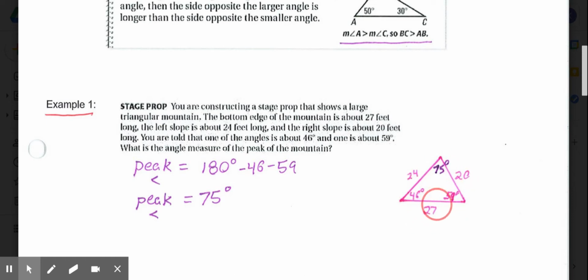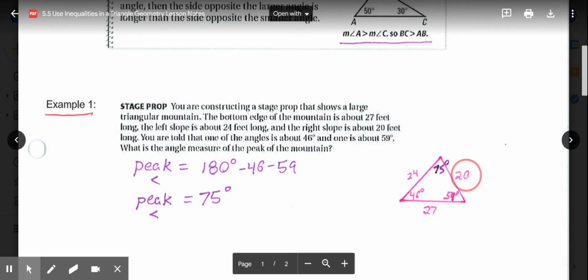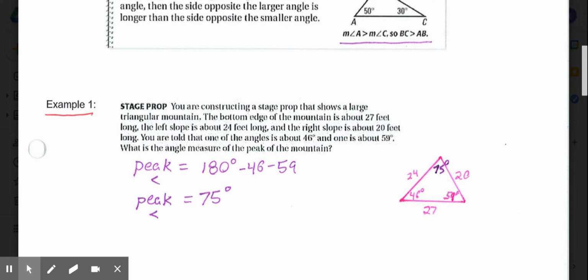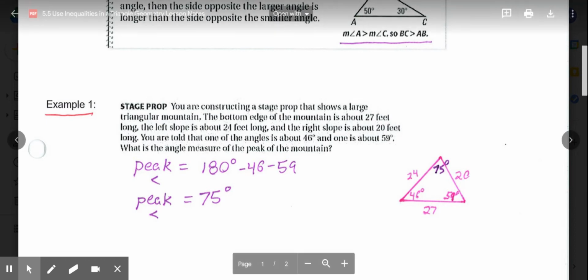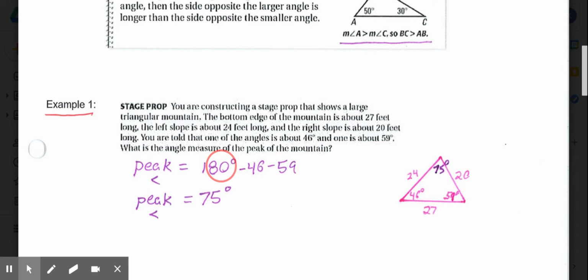The bottom is 27, that left slope was 24, and that right slope was 20. Then what I knew are 2 of the angles are 46 and 59. We need to figure out the measure of the peak. Well, all triangles have a total of 180 degrees for their 3 interior angles. So if I do 180 minus the 46 and 59 that we already knew, that leaves me with the third angle being 75 degrees. Now I need to figure out which one's the 46, the 59, and the 75.